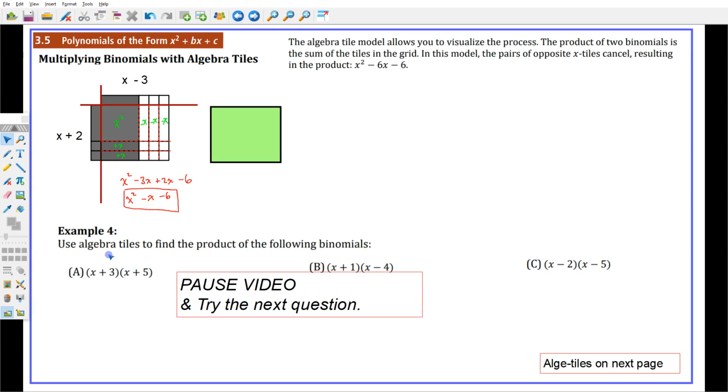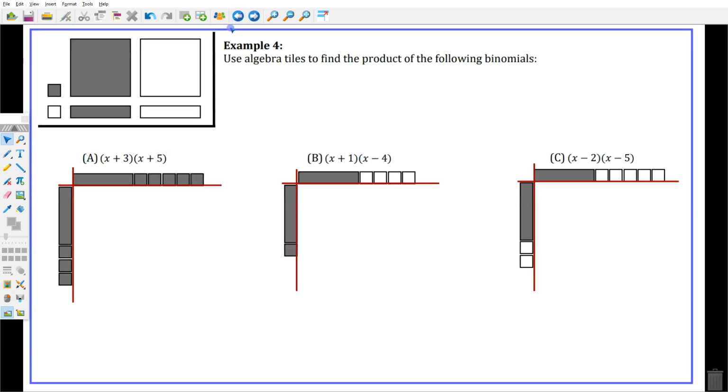All right, so for question A, x plus 3 times x plus 5. We have it set up here. I've put my dimensions in. All of the things are going to be positive in this one, so I'm just going to start filling in my spots here. We have an x times x, which gives us an x squared. These ones are going to be x times 1 for each of these tiles. So I'm going to have 5 of them going that way. So I'm going to rotate it and copy and paste these in.